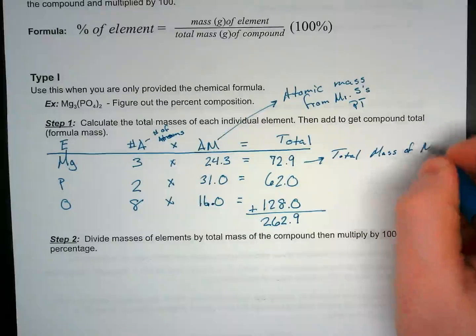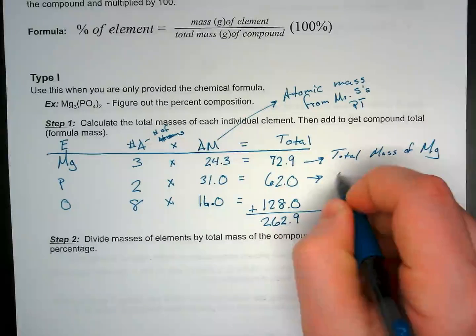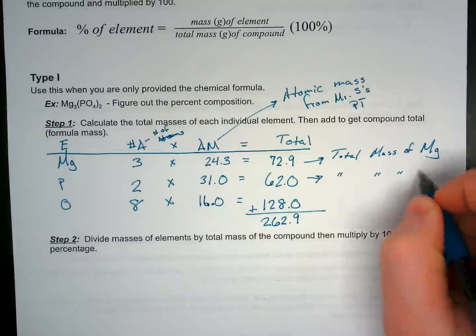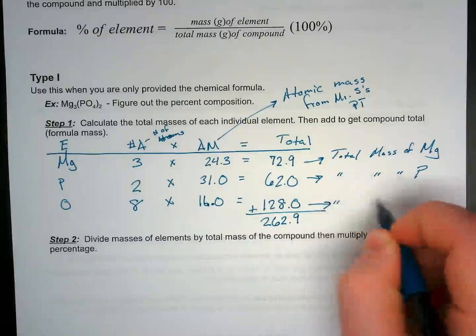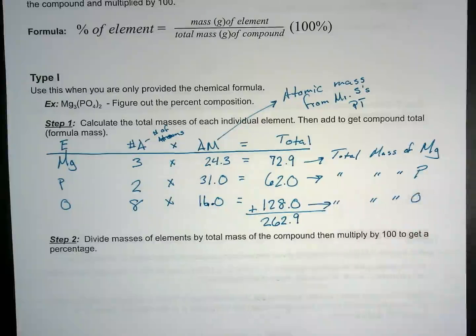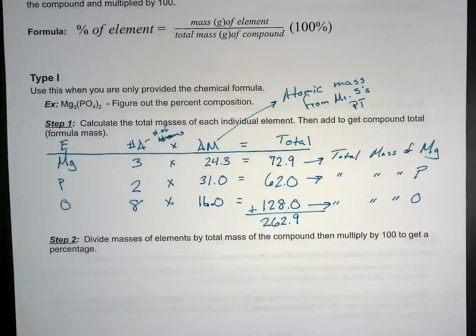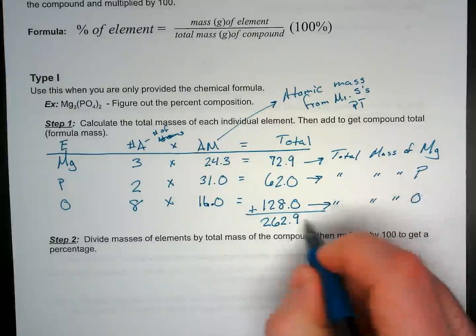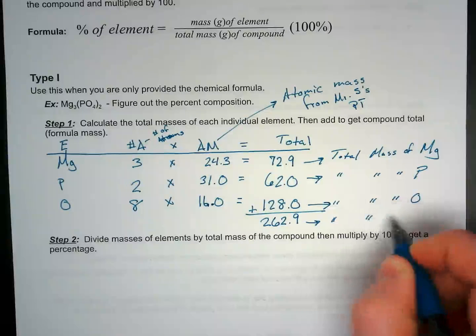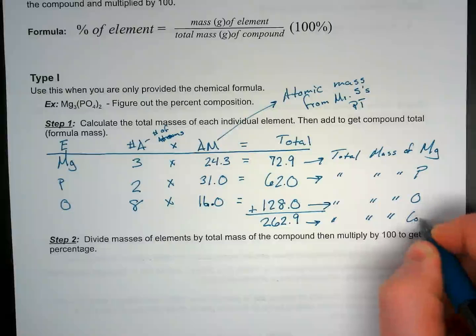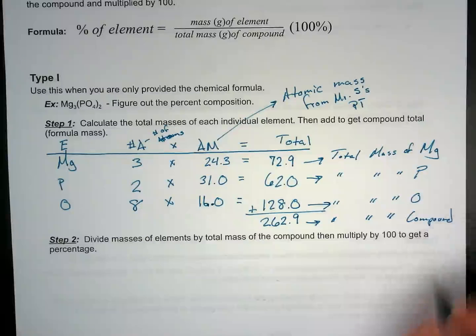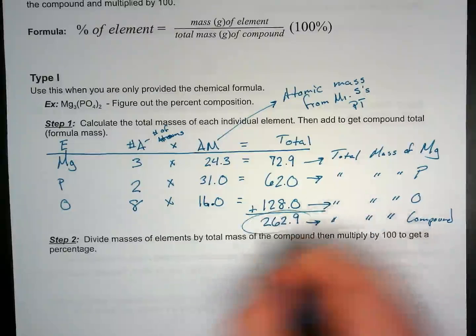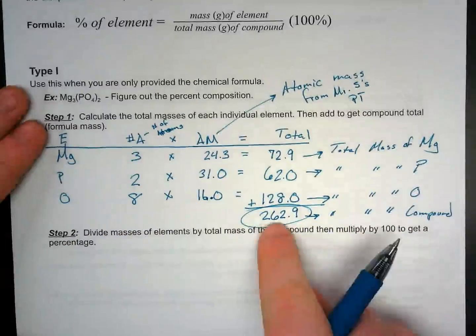So here we have the total mass of magnesium, total mass of phosphorus, total mass of oxygen. That's what we have right here. And then right here is the total mass of the compound, which is straightforward enough. So we found it, we needed this. Now we're going to use this down here.